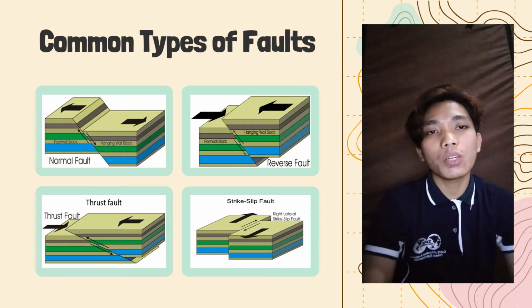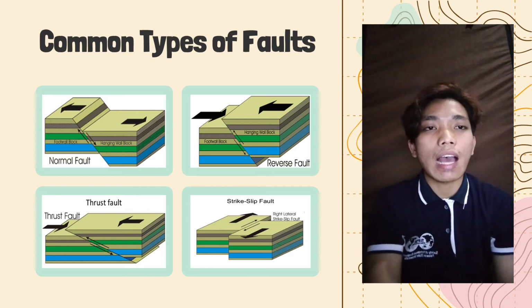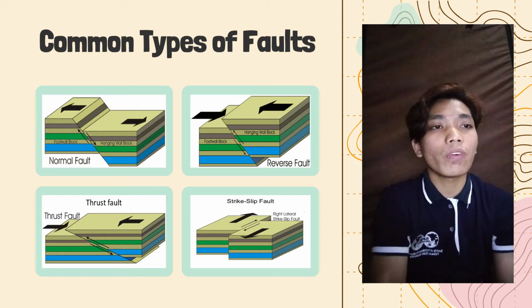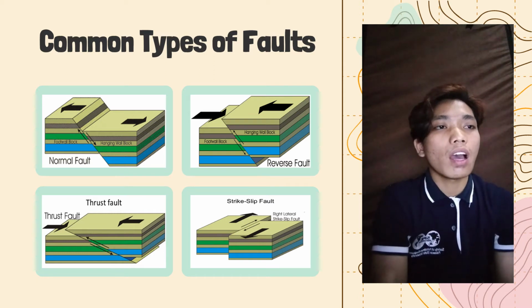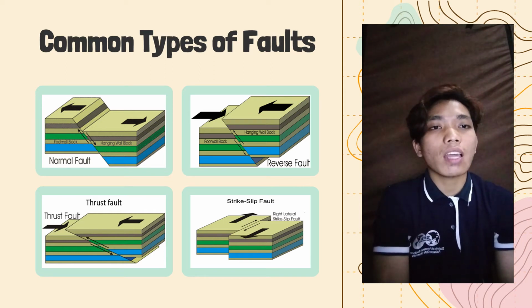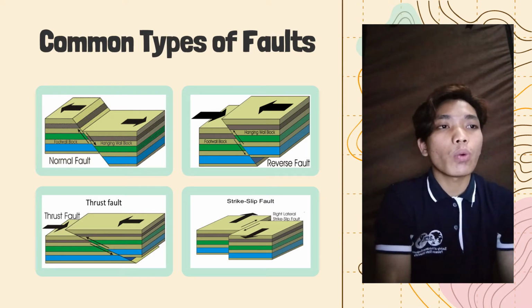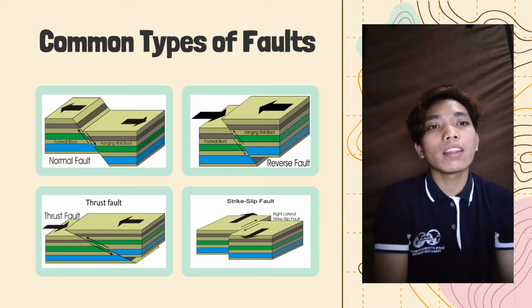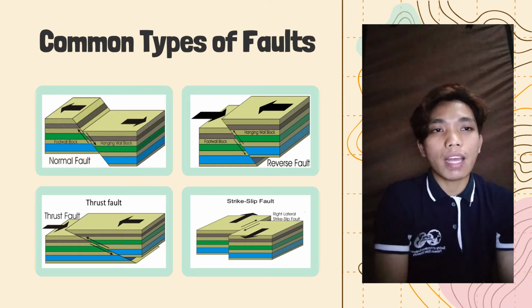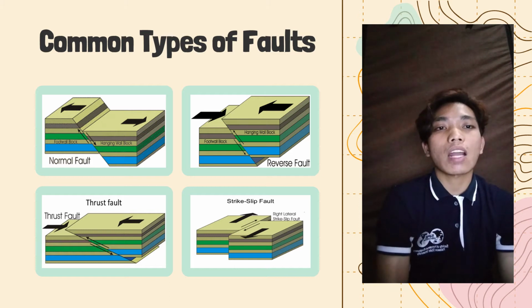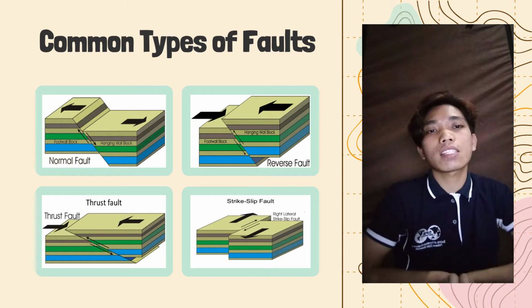So the third one is thrust fault, a dip slip fault in which the upper block above the fault plane moves up and over the lower block. This type of faulting is common in areas of compression, such as regions where one plate is being subducted under another, as in Japan. So when the dip angle is shallow, a reverse fault is often described as a thrust fault. So the last one is the strike slip fault.